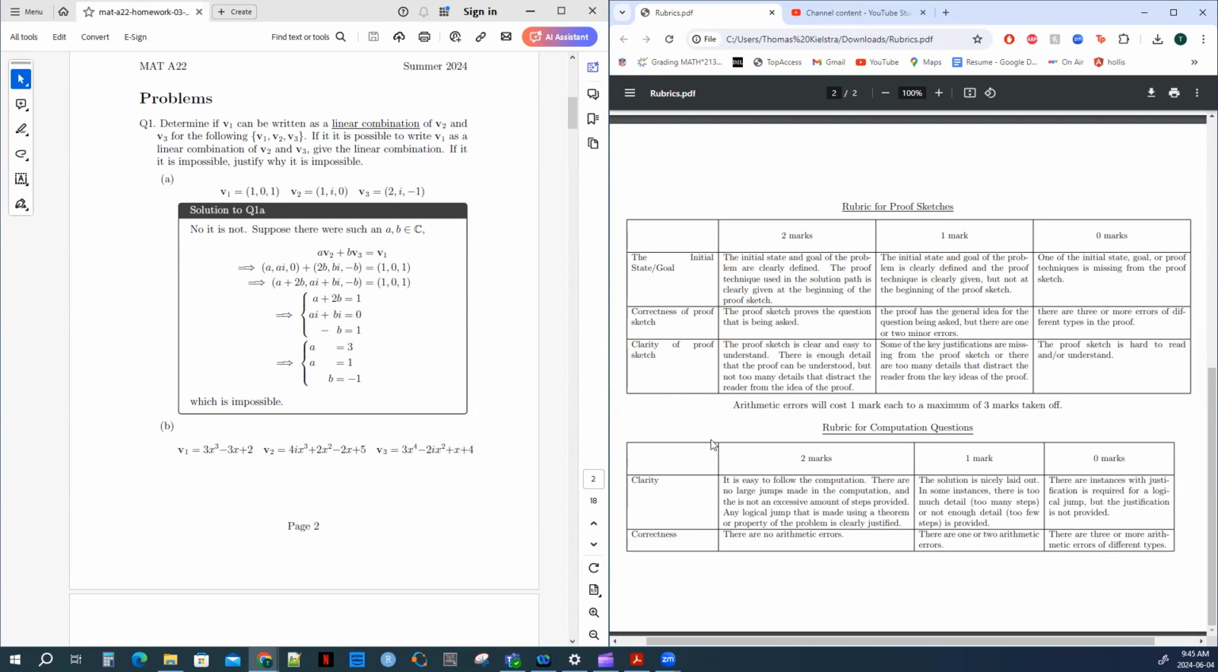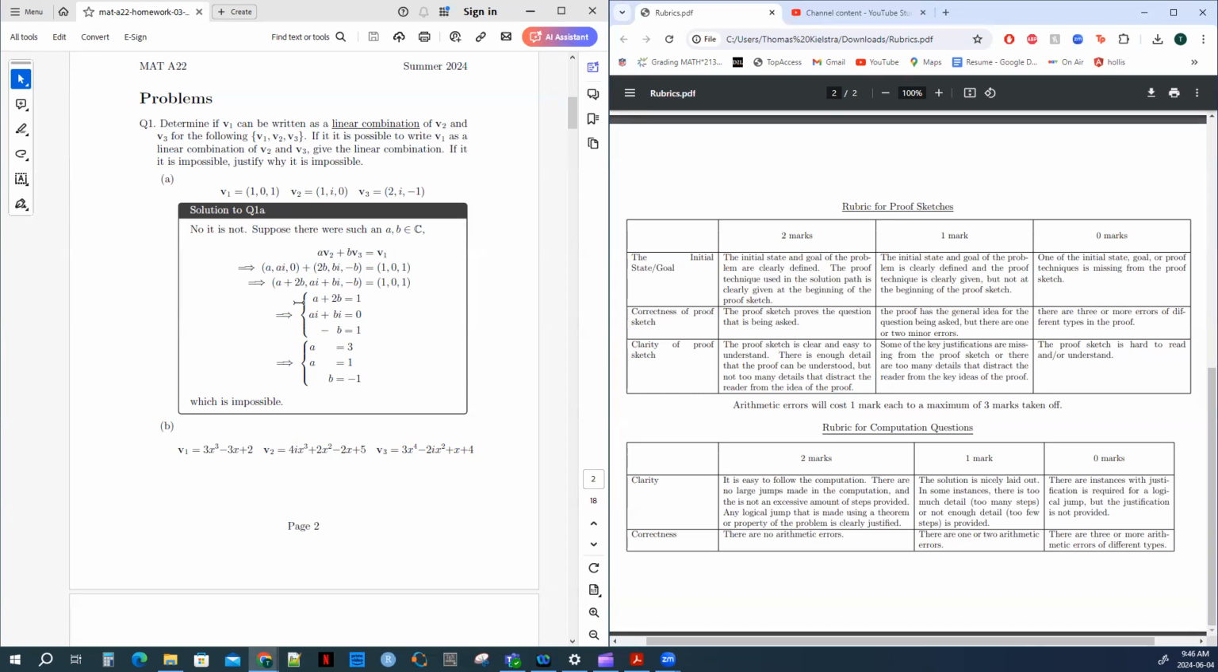However, this jump here, from here to here, is quite a big jump, and there's no real justification. The rubric asks: is it easy to follow the computation? There's no logical jump made in the computation, and a non-excessive number of steps is provided. Any logical jump that is made using a theorem or property is clearly justified.